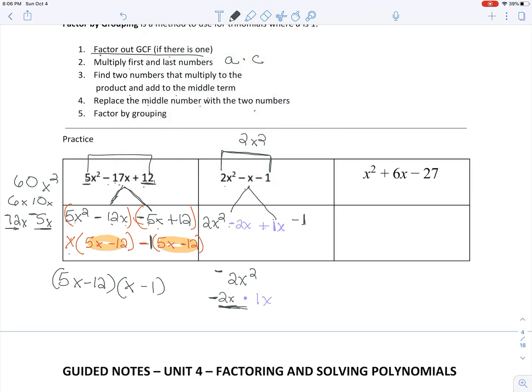All right, now we go back and we're going to factor by grouping. What does 2x squared and 2x have in common? Simply 2x. So that leaves me with x minus 1. What does 1x and negative 1 have in common? Just 1. So then we see that they have x minus 1 in common. So we pull out that x minus 1. And then what's left is 2x plus 1.